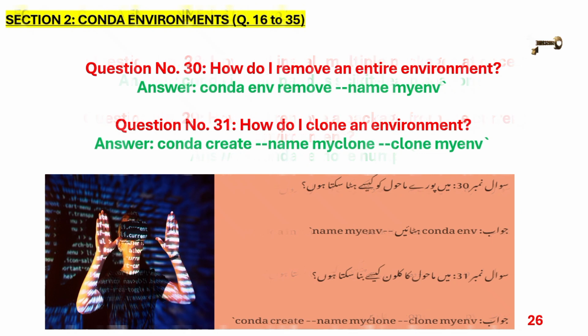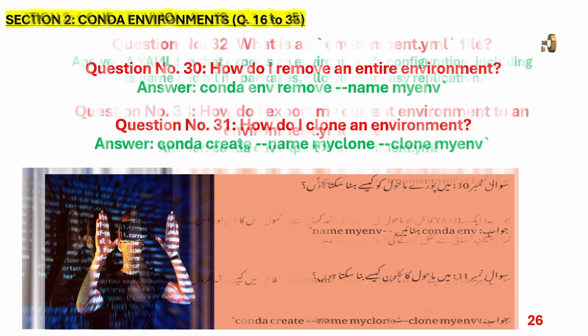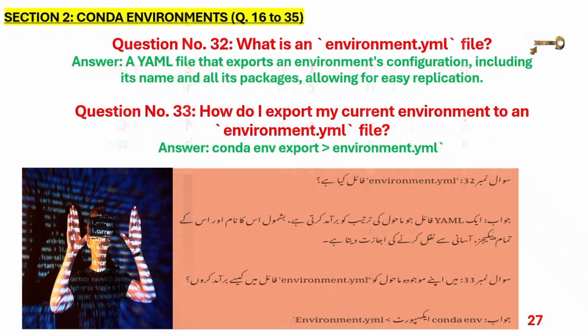Question number 32. What is an environment.yml file? Answer. A YAML file that exports an environment's configuration, including its name and all its packages, allowing for easy replication. Question number 33. How do I export my current environment to an environment.yml file? Answer. conda env export > environment.yml. Question number 34. How do I create an environment from an environment.yml file? Answer. conda env create -f environment.yml.